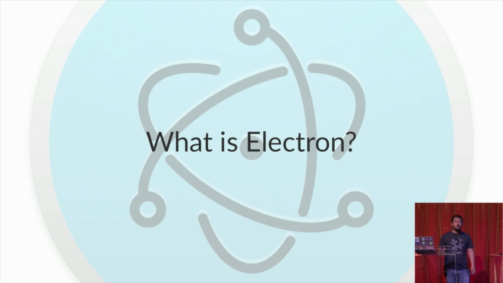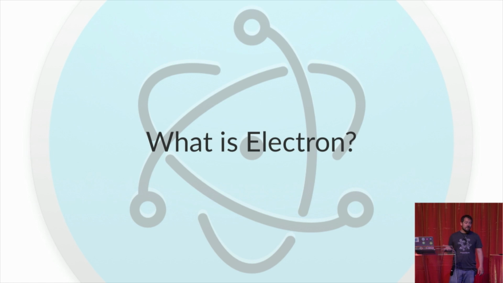So what is Electron? Electron is the C++ Chromium platform that powers Atom, the text editor. Atom is an application written in JavaScript and HTML and CSS using web technologies, and Electron is the Chromium C++ code that powers it. So it's the place where you can write web code on top of it to write a desktop app. And it turns out that Electron is useful for not just writing a text editor, but it's a really great platform for writing all kinds of desktop applications.